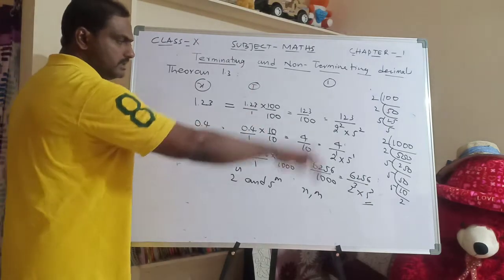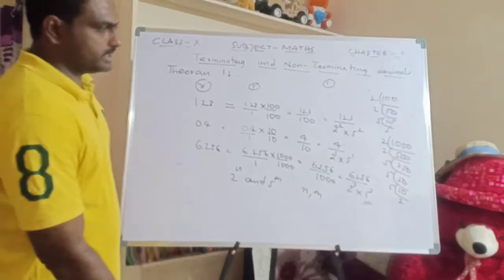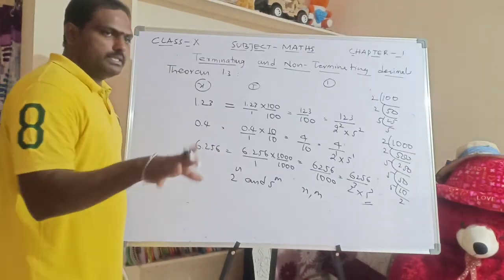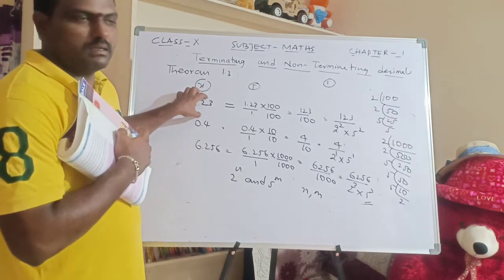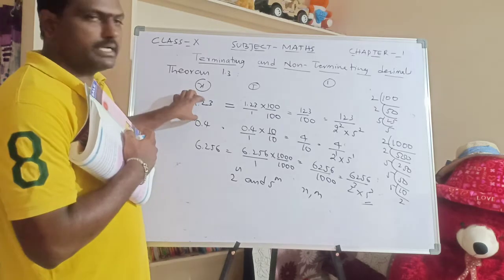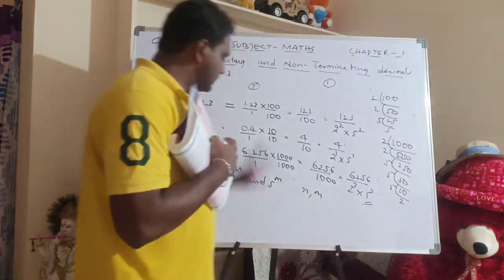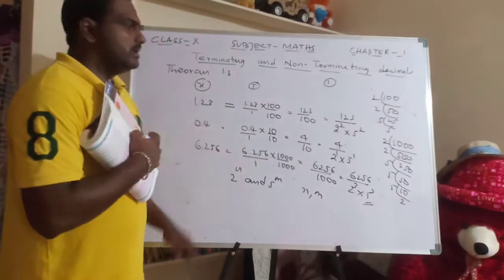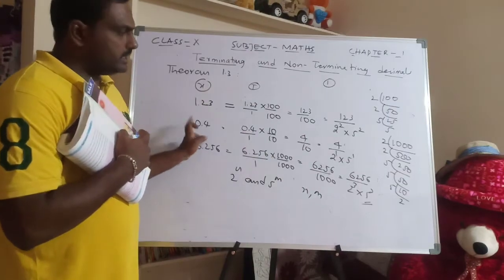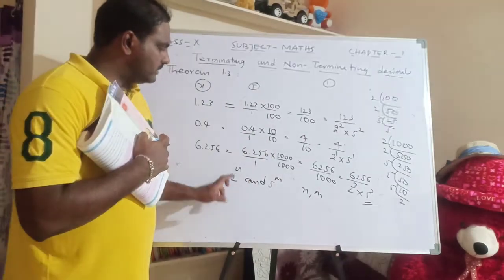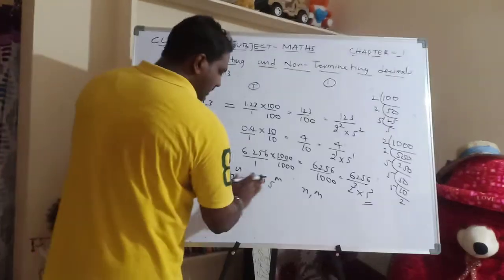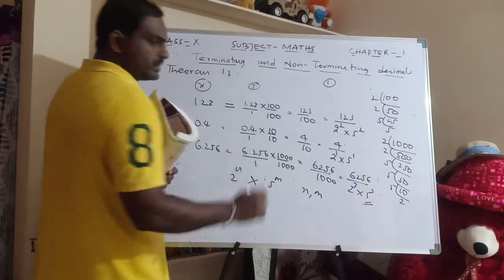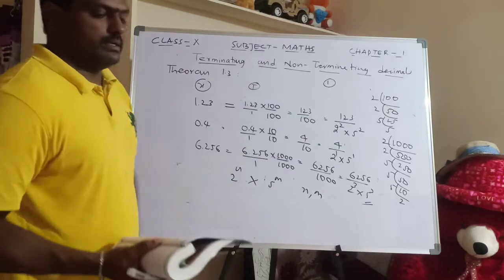So that is the theorem we have to understand. The main concept in this theorem is very simple. If it is a terminating decimal, its denominator will be in this form. That's all. If any terminating decimal is there, its denominator will be in the form of 2 power n into 5 power m. Here we can write 'into', multiplication. This is theorem point 1.